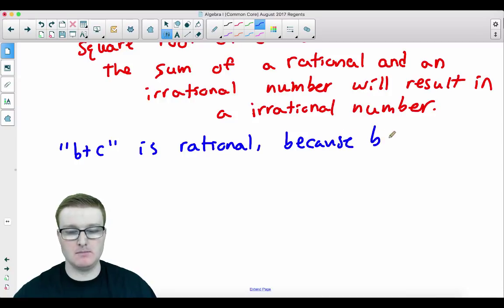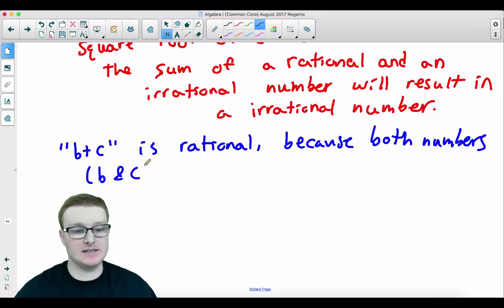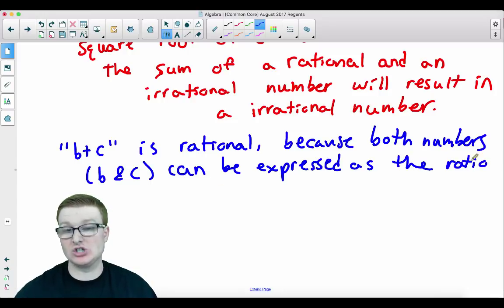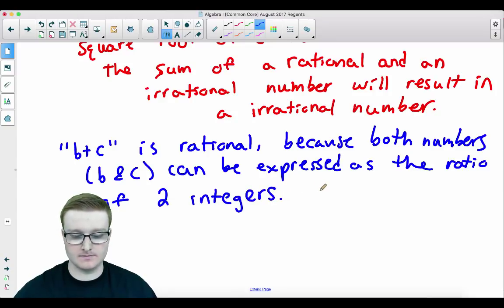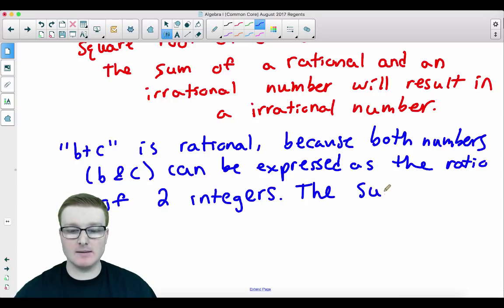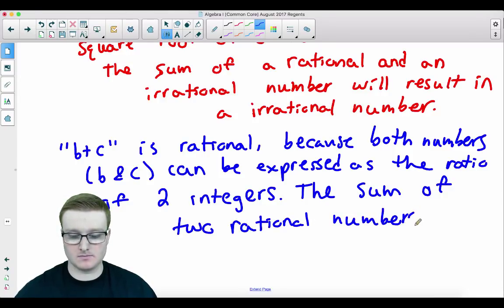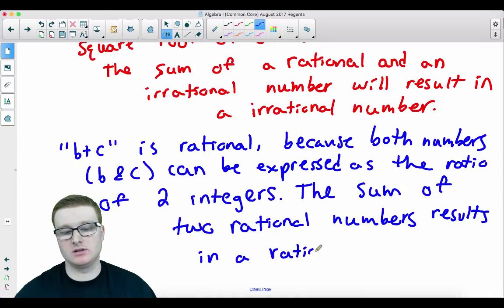because both numbers, which are indicated by b and c, can be expressed as the ratio, which is just dividing, the ratio of two integers. Then you could just say the sum of two rational numbers results in a rational number.